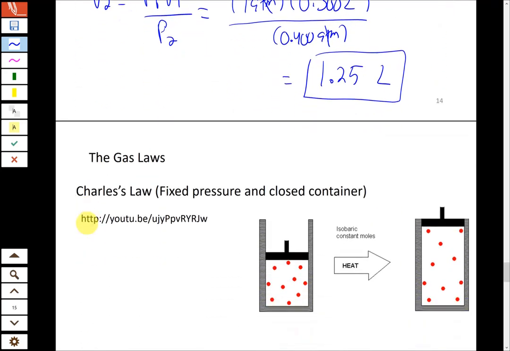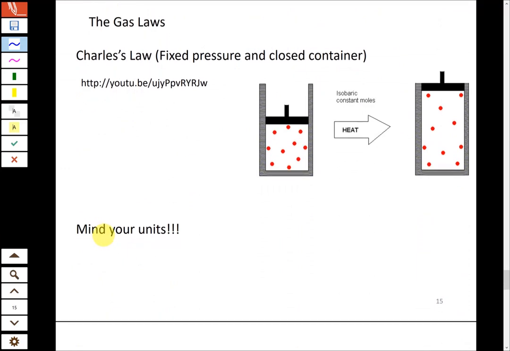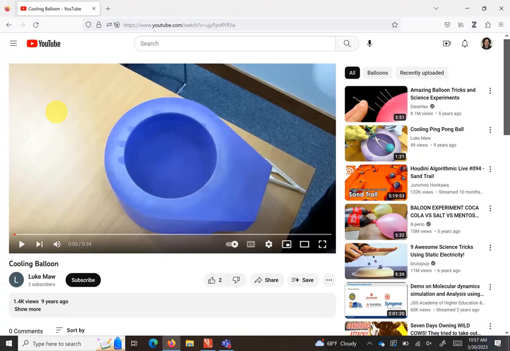Let's go to the next gas law, which is called Charles's law. This is where we now have a constant pressure. So we're keeping the pressure the same, still a closed container, so we're not adding or subtracting gas molecules from the system. And we're going to look at what happens to the volume as a function of temperature. We're going to change the temperature of the gas and see how the volume responds.